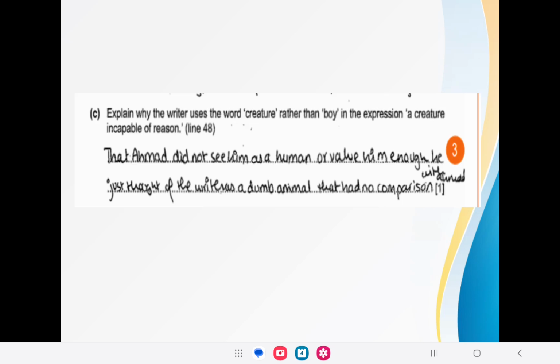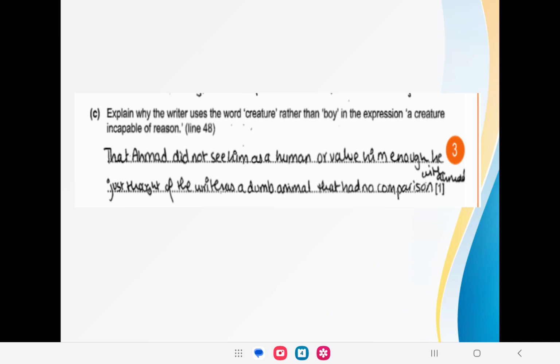In these questions you are going to pay attention to the word, and what kind of meaning one specific word is giving. Explain why the writer uses the word creature rather than boy in the expression a creature incapable of reason. Line number 48. So here the writer has used a creature incapable of reason. Why didn't the writer say that he was a boy incapable of reason? Why is he using the word creature here rather than boy?